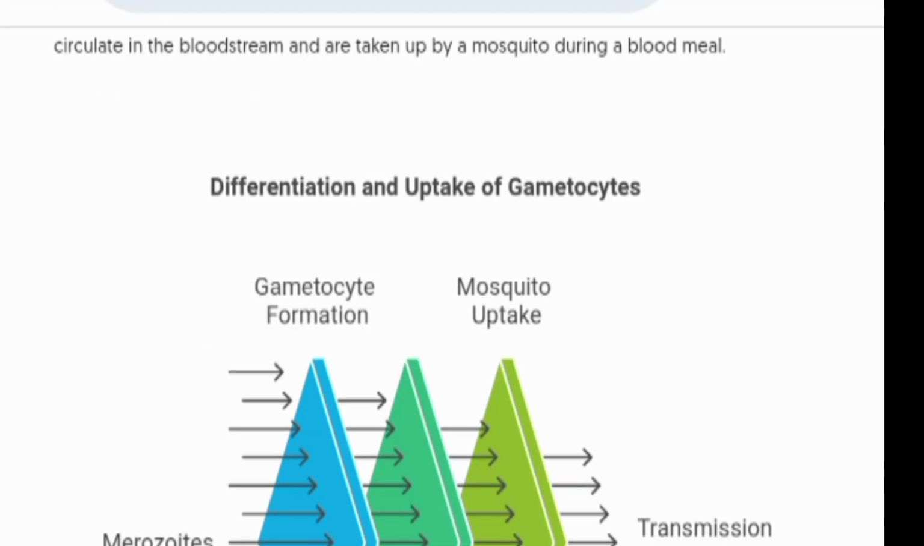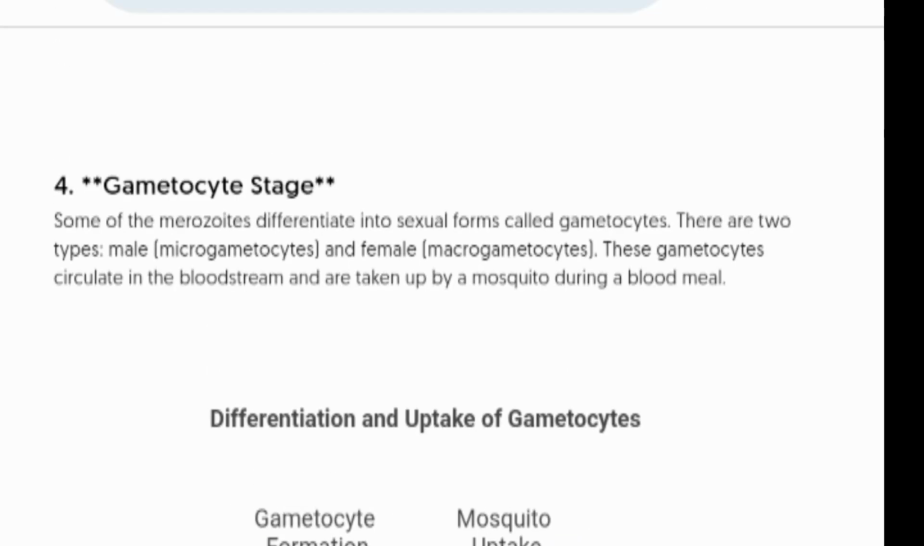Fourth is the gametocyte stage. Some of the merozoites differentiate into sexual forms called gametocytes. There are two types, male and female gametocytes. These gametocytes circulate in the bloodstream and are taken up by a mosquito during a blood meal.